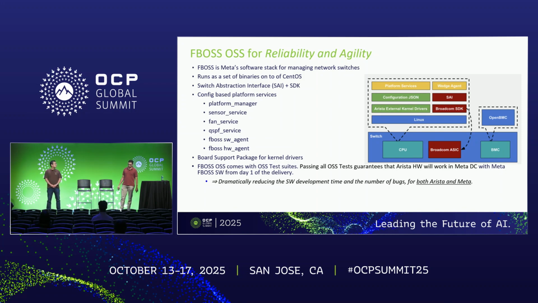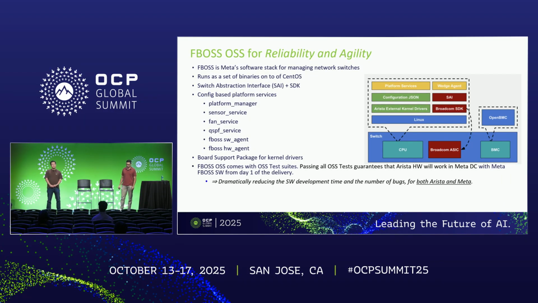This is a diagram showing an example of a Broadcom-based switch. The boxes in red here are the data plane or NPU items. In FBOSS, they are leveraging the SAI, the open standard, and they have a Broadcom SDK in this case, and a SAI that's provided by Broadcom. And Arista will provide a couple of things. One is what we call the board support package. This is going to have all the kernel drivers and sysfs, and the config files.